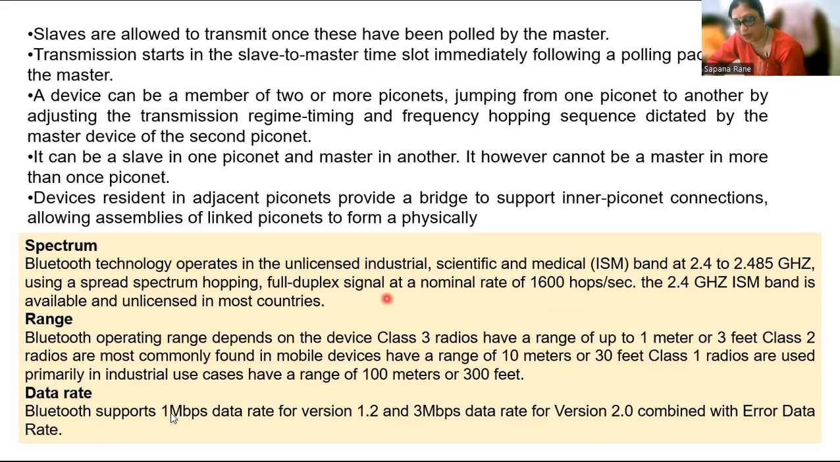So the third parameter is the data rate. Here you can see it can support a data rate almost from 1 Mbps up to 3 Mbps. Okay, so from version 1.2 to version 2.0, and even you can find newer versions of Bluetooth which may be having greater data rates. What is the meaning of Mbps? Can anybody tell me?